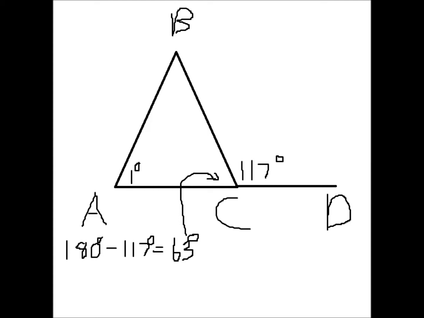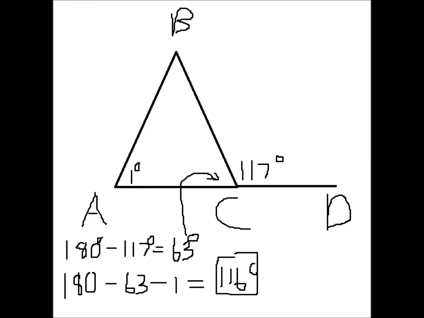Finally, all of the angles in a triangle add up to 180 degrees, so take 180 minus 63 minus 1, and that is your answer, which of course he said is 116.